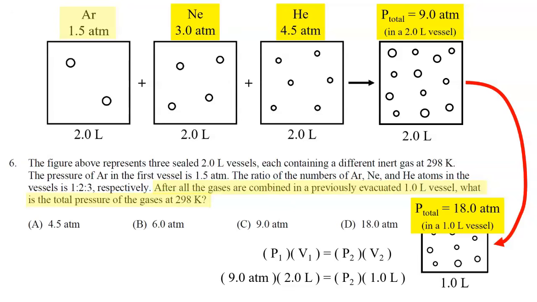Now that number is the correct answer to question 6. What I first did was figure out the pressure of each gas. Then I assumed that the total volume of the gas mixture was the same as what I had been combining in the first place. But once I decrease the volume of that gas mixture by a factor of 2, I have to increase the total pressure by a factor of 2. So again, the correct answer to question 6 is choice D, 18 atmospheres.